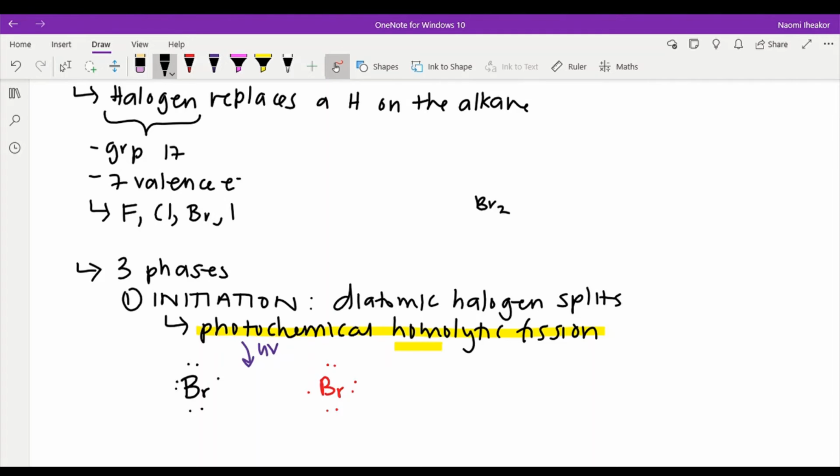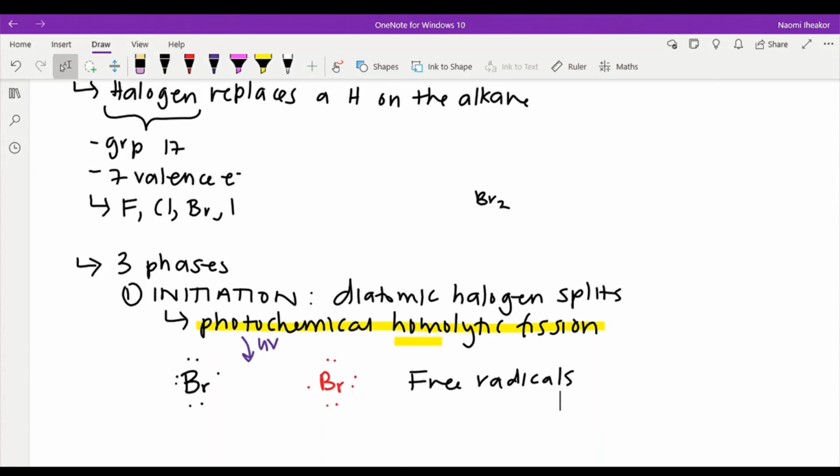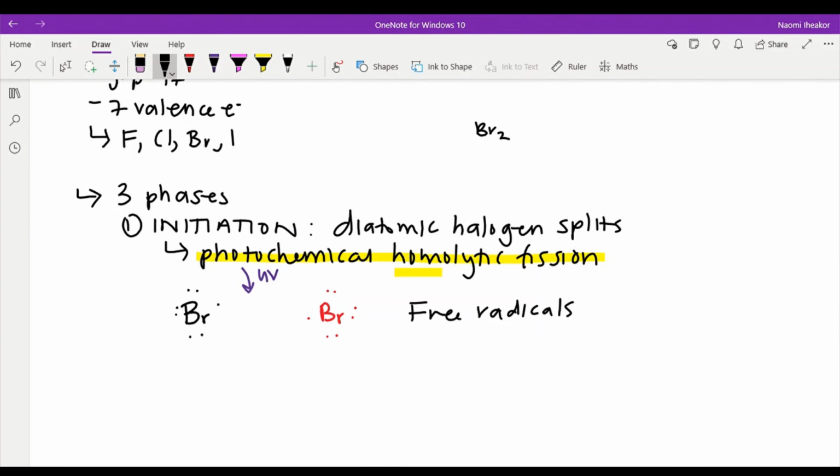And so now what we have here are these bromine free radicals. Once again, they're free radicals because they have 7 outer electrons and they would like to have 8. And so they are in this highly reactive state where they are willing to react with anything. Now, we indicate that something is a free radical by depicting it with a dot next to it. Anytime you see that sort of dot next to an element, it means it is a free radical.